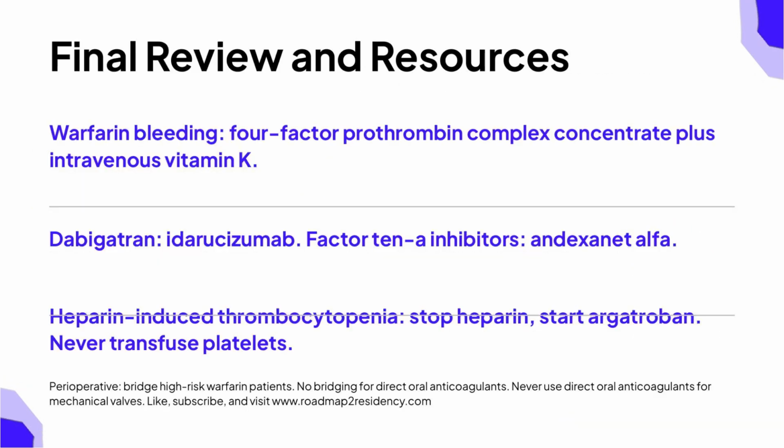Let us do a quick final review of the highest yield points from this session. For warfarin reversal with serious bleeding, the answer is 4-factor Prothrombin Complex Concentrate plus intravenous vitamin K. For Dabigatran, the reversal agent is Idarucizumab. For Rivaroxaban and Apixaban, it is Andexanet Alfa. For Heparin-Induced Thrombocytopenia, stop all heparin and start argatroban. Never transfuse platelets in heparin-induced thrombocytopenia.